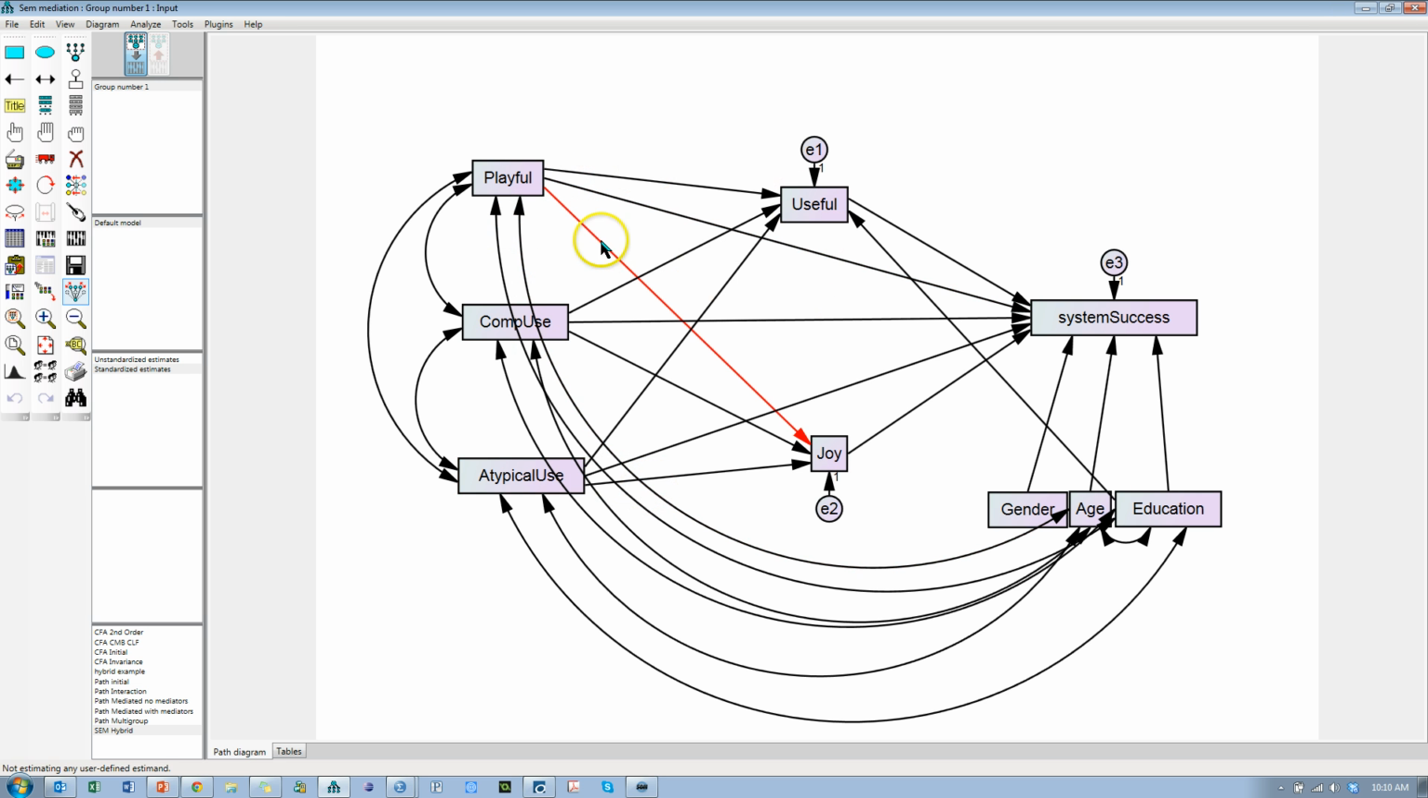So what we can do is, when we're testing for mediation from playfulness, we could remove the effect from playfulness to joy and just test the mediation through usefulness. And then when we're testing through joy, remove it through usefulness.